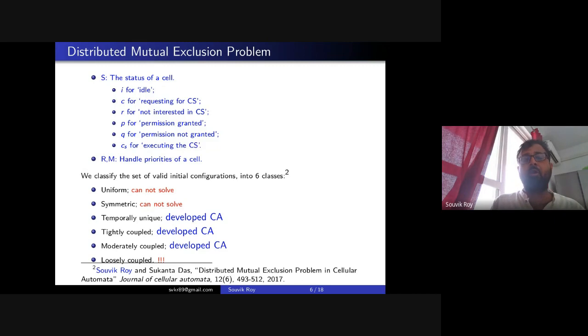Then moderately coupled, where the cells asking for the critical section with the same priority again form a cluster, but in this cluster there can also be idle cells which are not asking for the critical section. So it is also possible to solve it. And the last type of configuration is loosely coupled. For it, we are neither able to solve it nor able to prove that it can or cannot be solved. But intuitively we can say we cannot solve it. So this is the first problem, the mutual exclusion problem, and this part is published in the Journal of Cellular Automata.